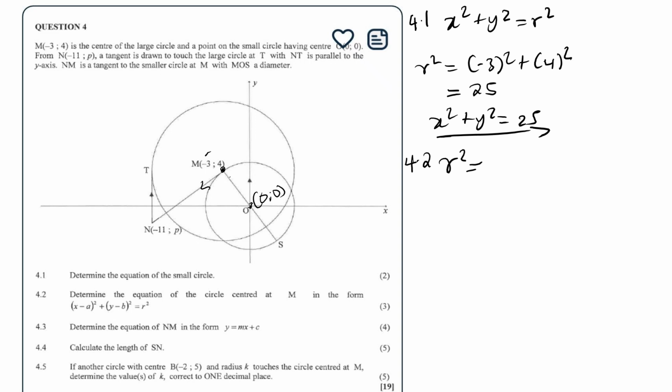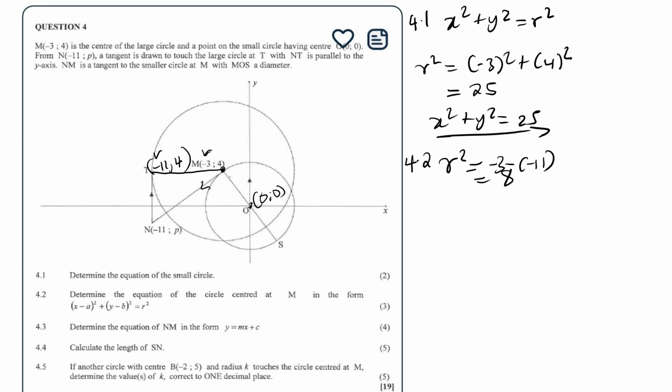This is our radius. So now we have T, which is (-11, 4), because this is the tangent which is parallel to the y-axis. Therefore, to find r, the distance from M to T, we take the x values, which are -3 and -11. So -3 minus (-11) gives our r. Therefore, our r is equal to 8.